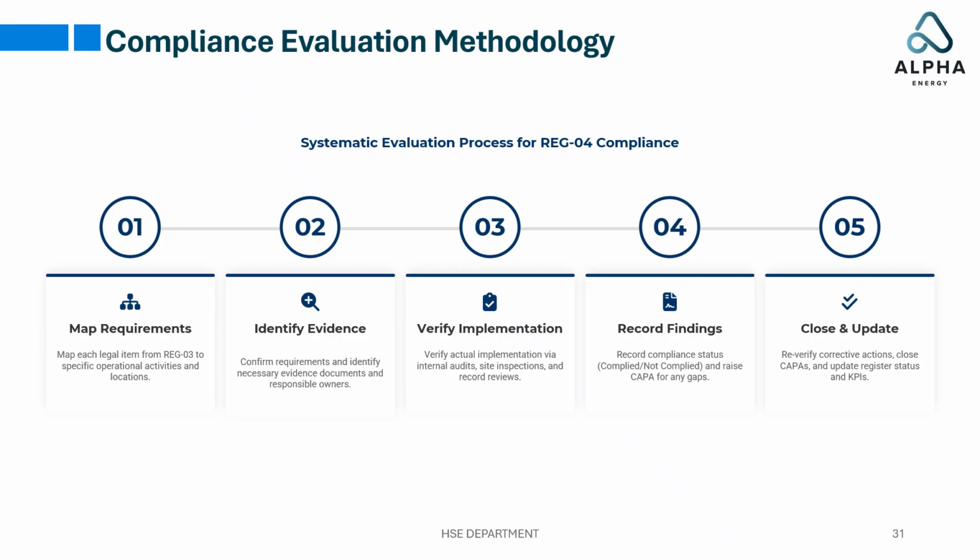After verification, the results are documented in the record finding stage, where each requirement is marked as complied or not complied, and any gaps identified trigger the initiation of a corrective action plan, CAPA. Finally, the process concludes with close and update, where corrective actions are re-verified, CAPAs are formally closed once the issue is resolved, and the compliance register is updated along with relevant performance indicators and tracking records. This structured methodology ensures continuous monitoring and improvement of legal compliance across the organization.